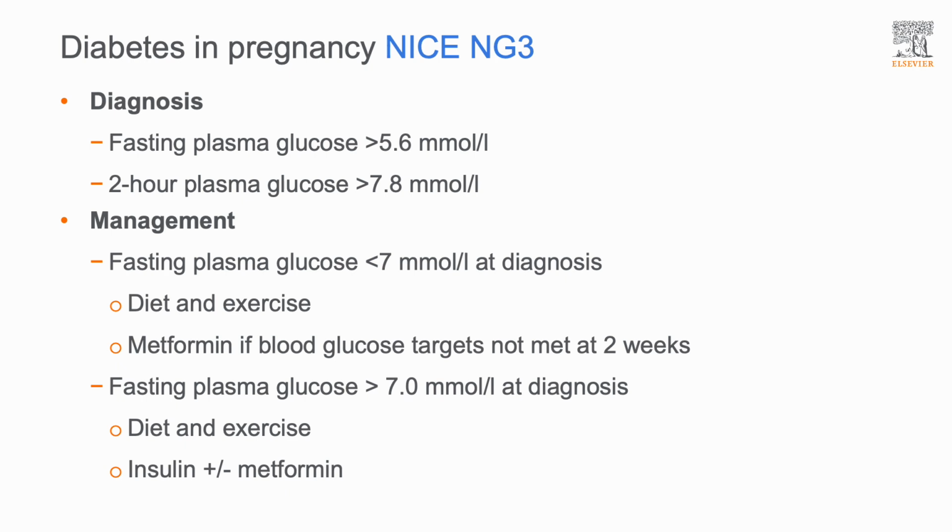It is important to note that in any patients with evidence of complications such as macrosomia or polyhydramnios, consider immediate treatment with insulin with or without metformin and diet and exercise changes, even if fasting plasma glucose level is under 7 millimoles per litre.